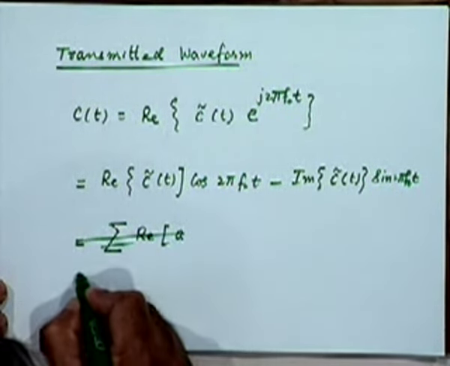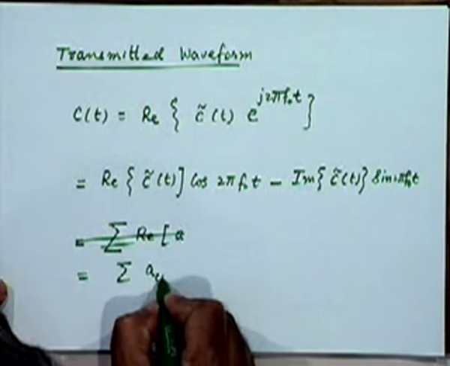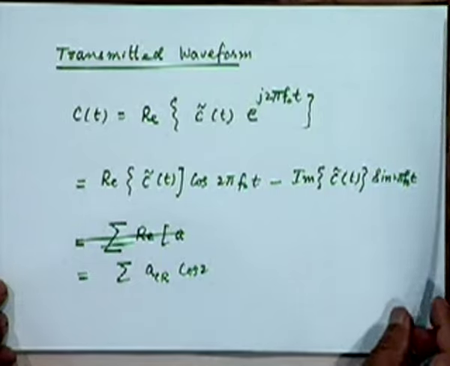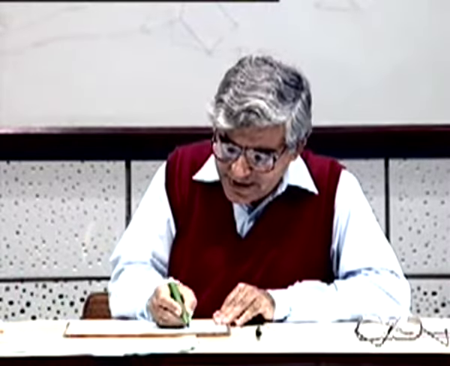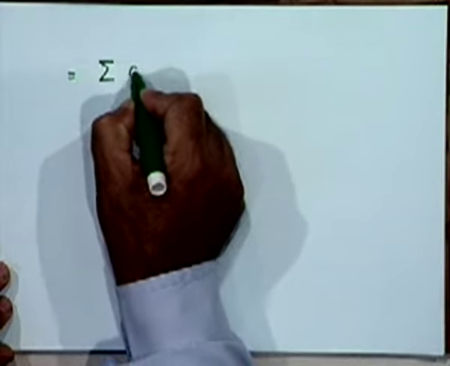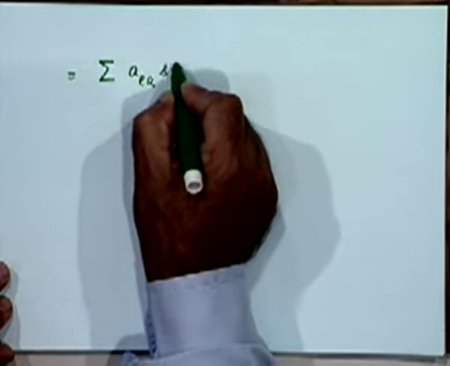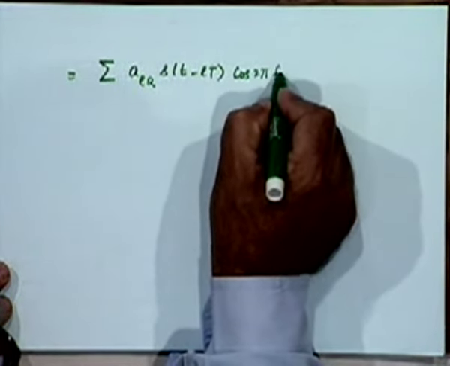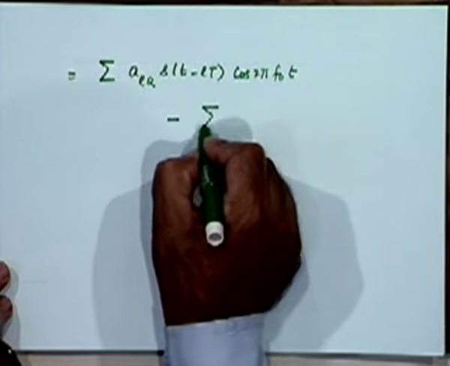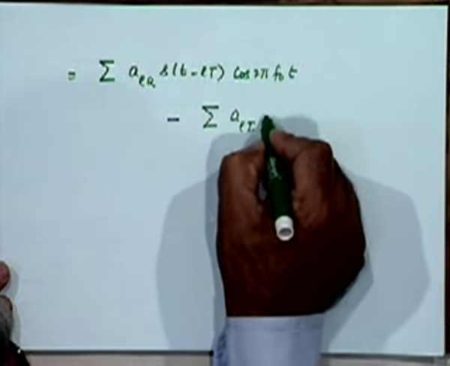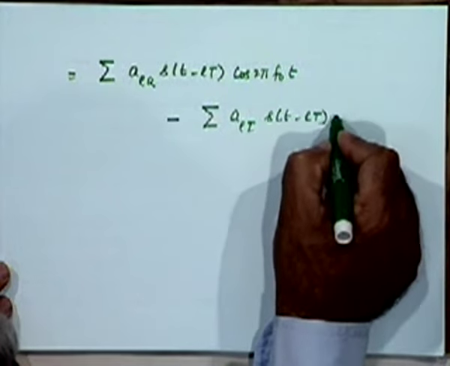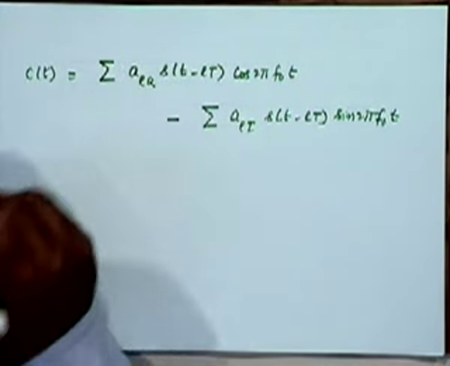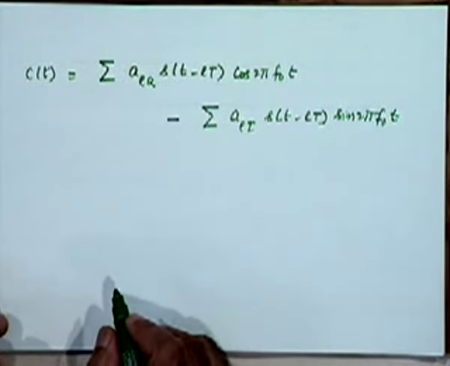So I think I can directly write that, right? Sum over l of a_lR s(t minus lT) cosine 2πf0t, minus a_lI s(t minus lT) sine 2πf0t. So that is the final transmitted waveform on the channel for a real pulse s(t).